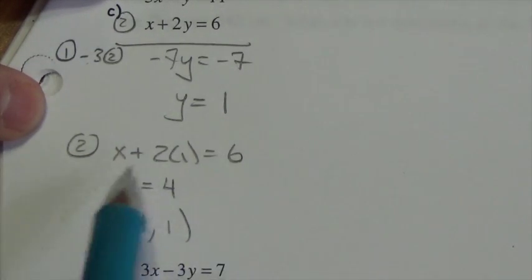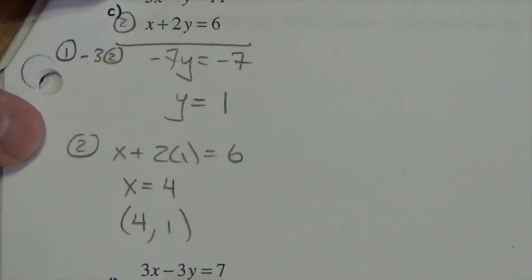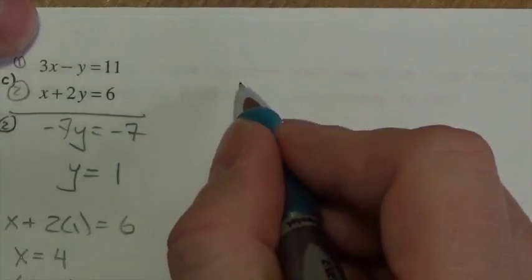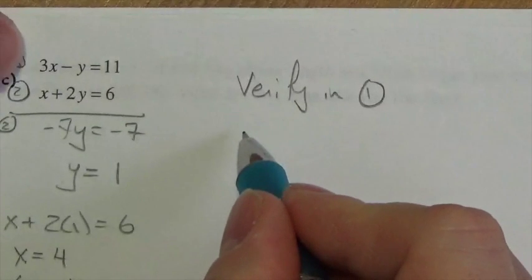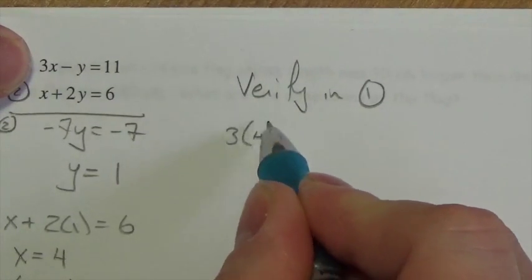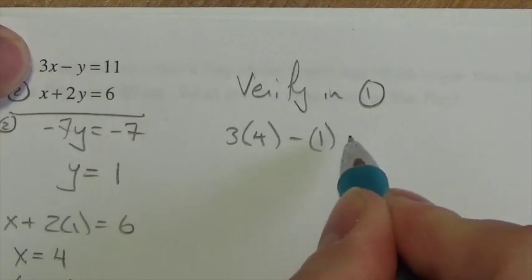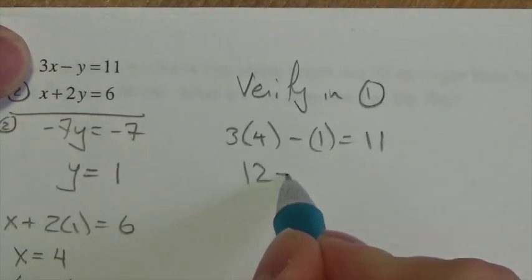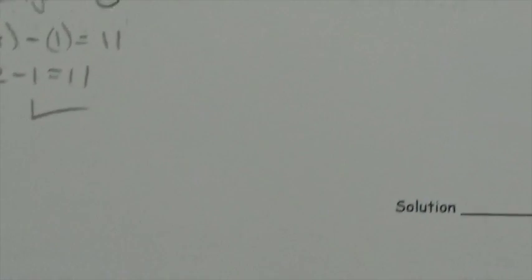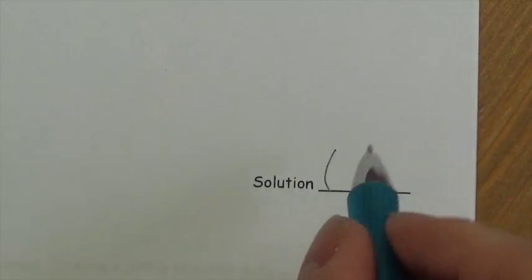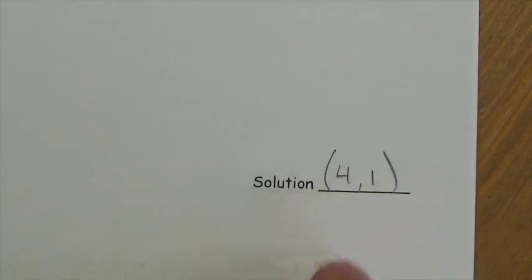I got that x coordinate from going into equation 2, so I'm going to verify in 1. And so 3 times 4 minus 1 is equal to 11. Well, is 12 minus 1 11? Yes. So clearly it is. Here's where I put my answer. 4, 1 is my solution.